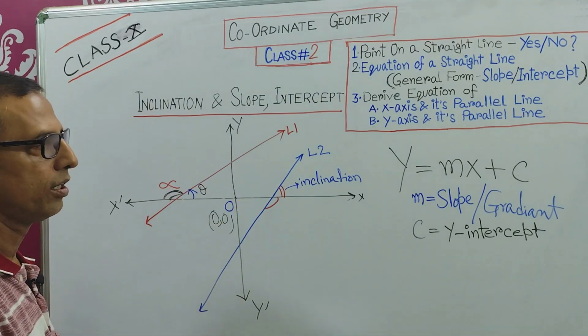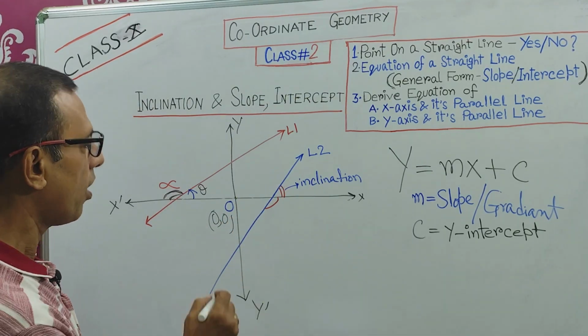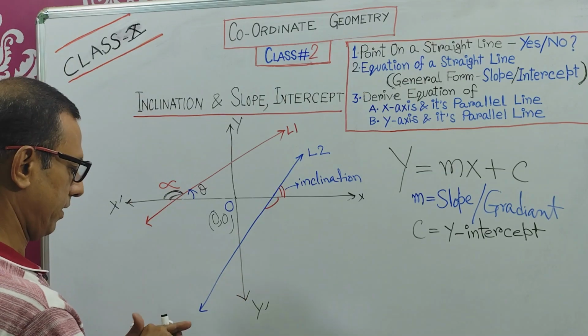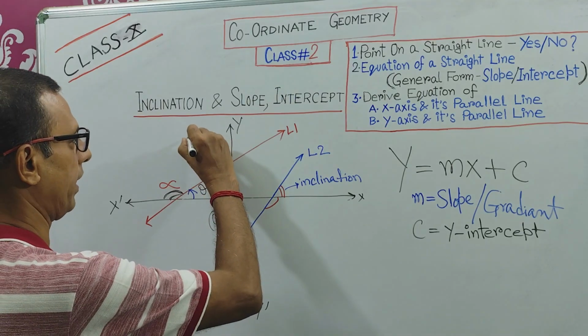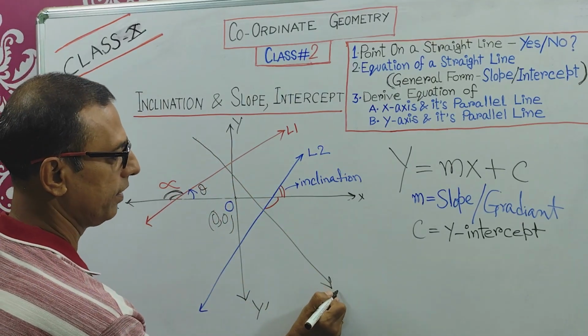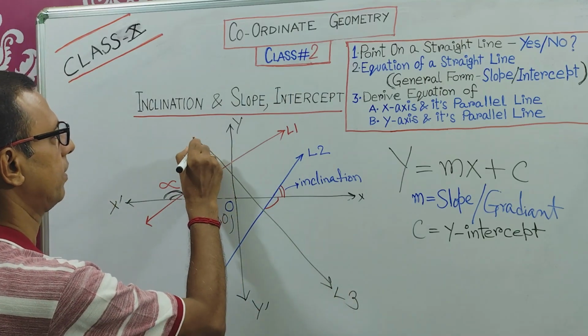So now let's say there is another line. This is one line, L3.